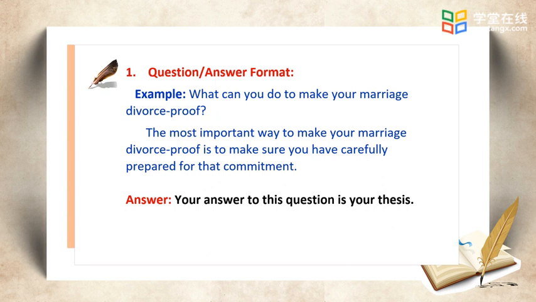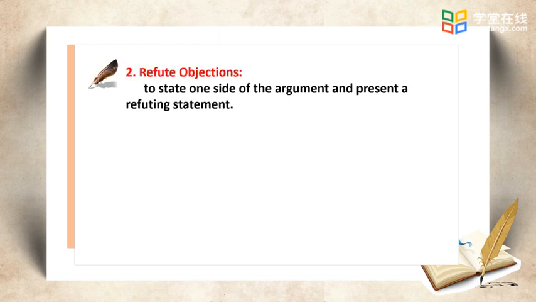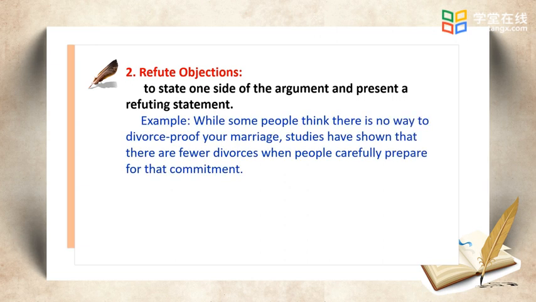By structuring our thesis statement in a question-answer format, we can successfully arouse the reader's attention. In the second format, we first state one side of the argument and present a statement that refutes it. For example, while some people think there is no way to divorce-proof your marriage, studies have shown that there are fewer divorces when people carefully prepare for that commitment. In this way, we can indicate that we have thoroughly considered the controversial opinions on a chosen issue.